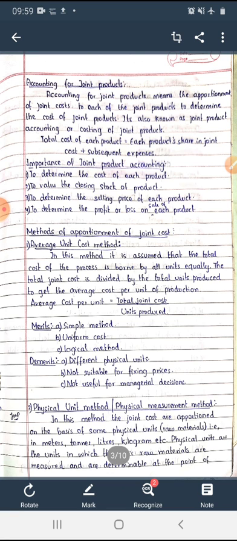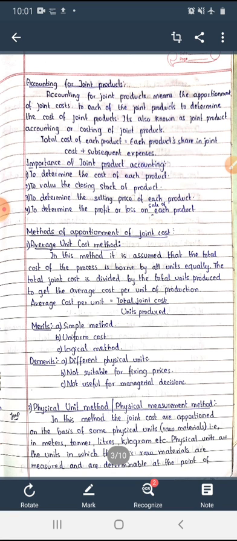Now one more thing we have to remember under the joint products is the split off point. Split off point is nothing but the separation point. Split off point or separation point refers to the stage in the manufacturing process at which the products get separated and become separately identifiable. Joint products mean they are produced together, right?